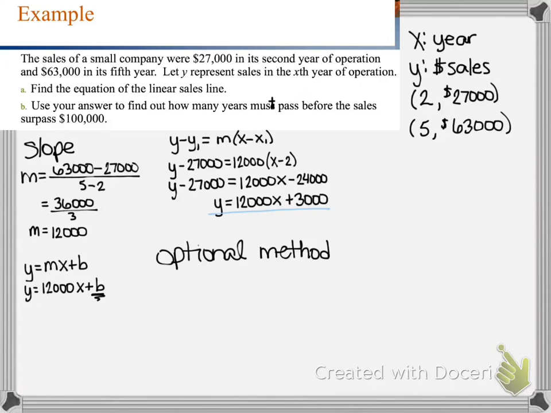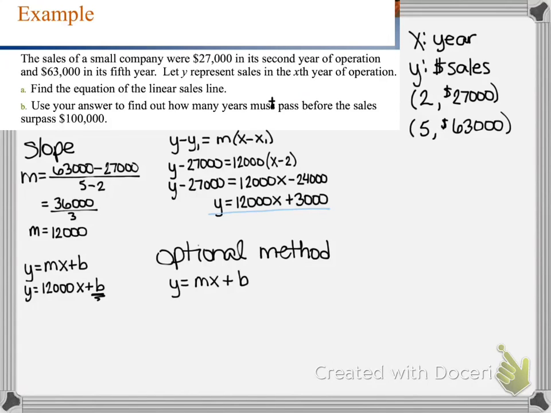In this method, you're going to use y equals mx plus b. And I think that's part of why a lot of my students like it, because most people just tend to remember that formula. What you're going to do in this case, like I mentioned before, we know y equals 12,000. We know the m. So we know 12,000x plus b, it's just the b that we don't know. So we're going to plug in something for every part of this formula and figure out what b is.